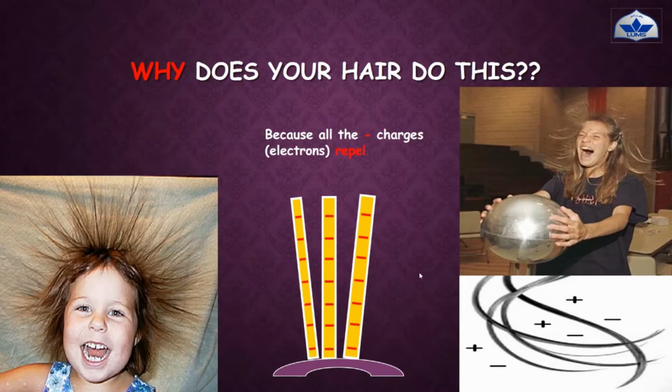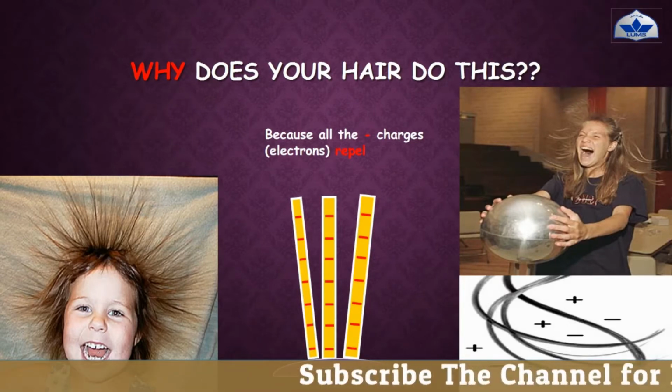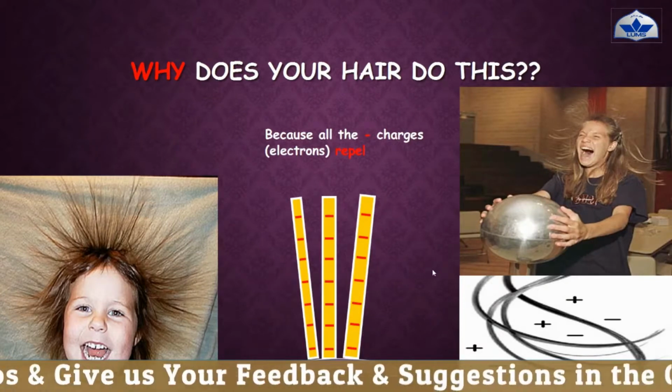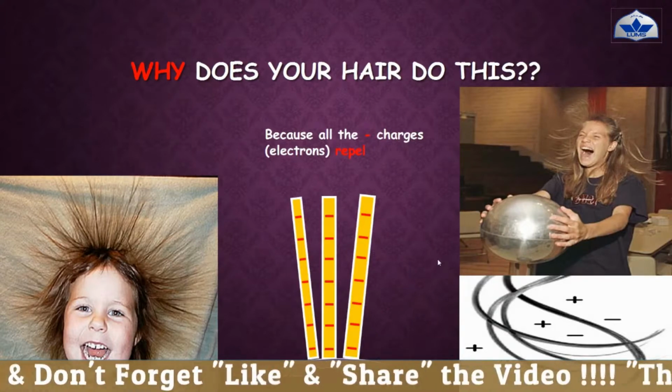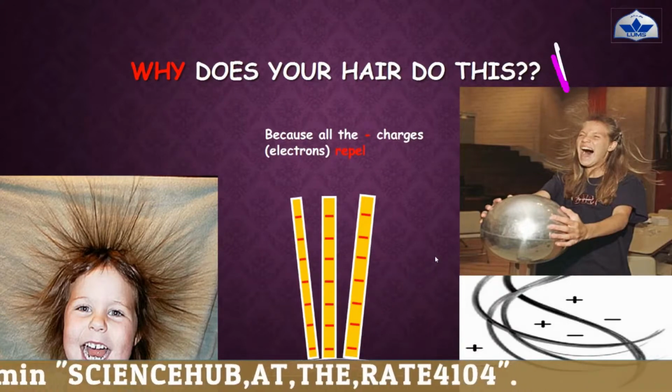So here, these are the hair. Each and every hair takes the same amount of charges, same charges. This part of the hair takes plus charge, and similarly this part of the hair also takes plus charge. We know that the same charges repel each other, so each and every hair starts repelling from the others.